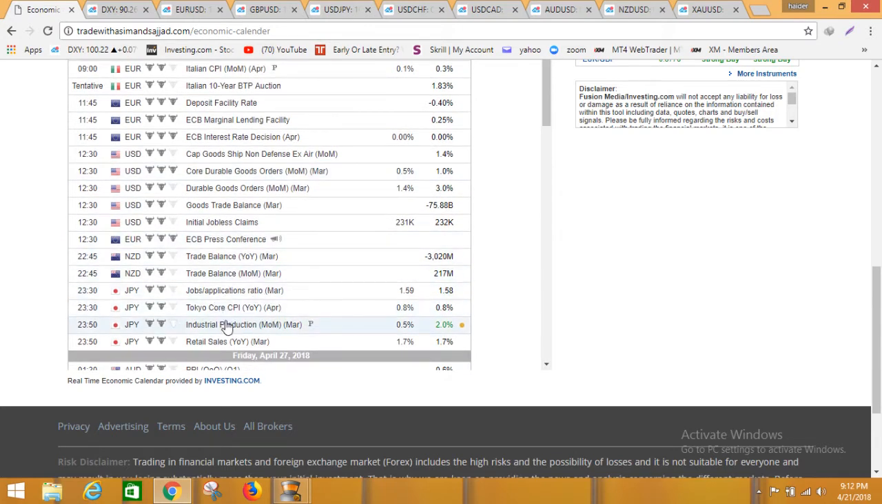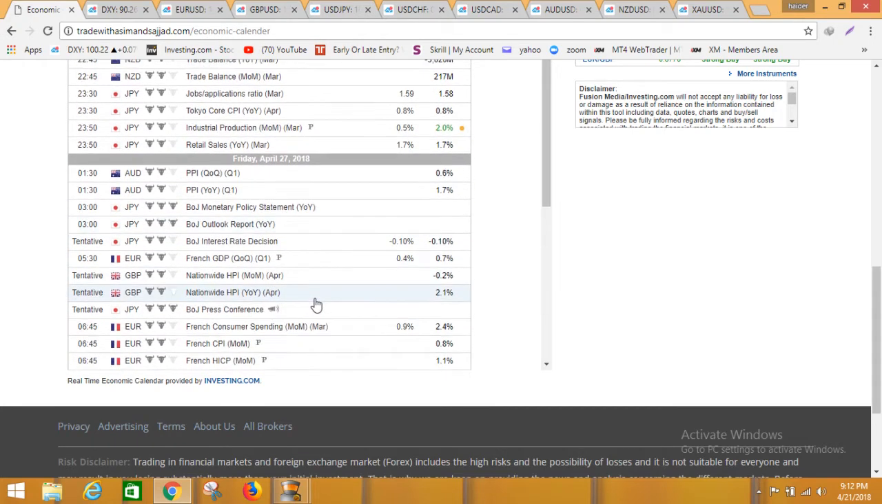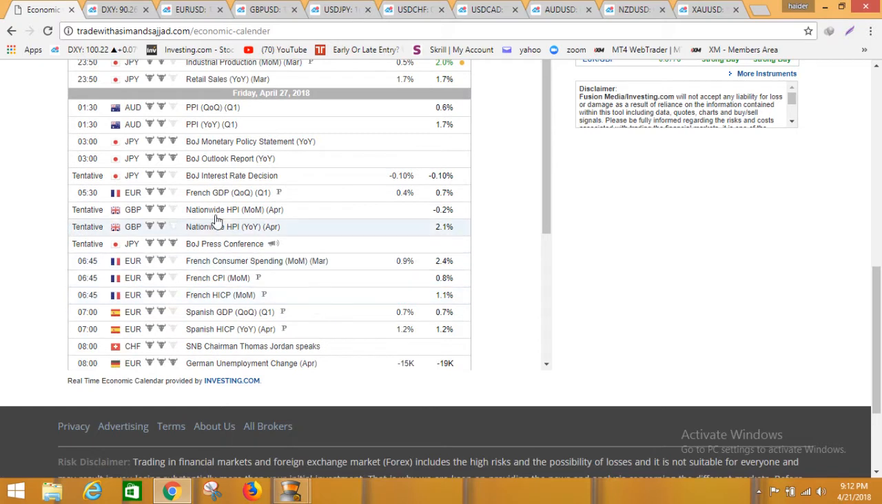Then later midnight we will have some JPY data, and the next day Friday is also very busy. Early morning we got Australian data, then following with the JPY, this one Bank of Japan interest rate decision, a very big news for JPY pairs. It's normally very early in many places, so you can put some pending orders at these times.